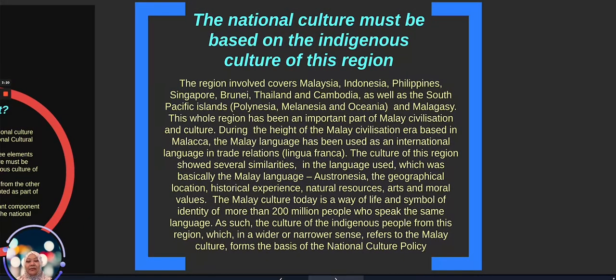Now, let's have a look at the first element in a little bit more detail. What does it mean when we say the national culture must be based on the indigenous culture of this region? Ideally, Malaysia is in a region where we have our neighbors, Indonesia, the Philippines, Singapore, Brunei, Thailand and Cambodia, as well as the Pacific Islands such as Polynesia, Melanesia and Oceania. And this whole region has been a very critical component when you talk about Malay civilization as well as Malay culture. And the Malay language has been used as an international language in trade relations.